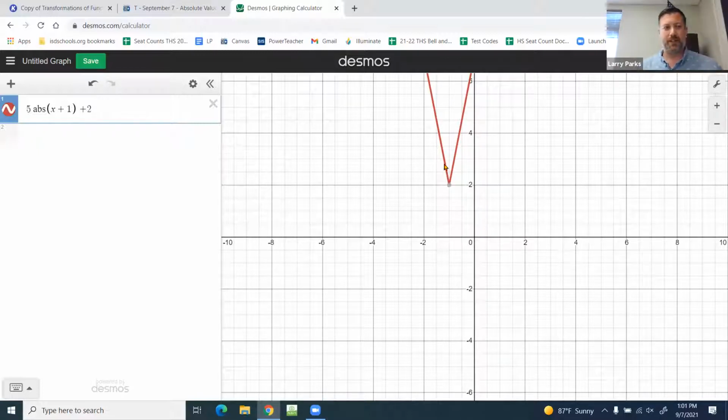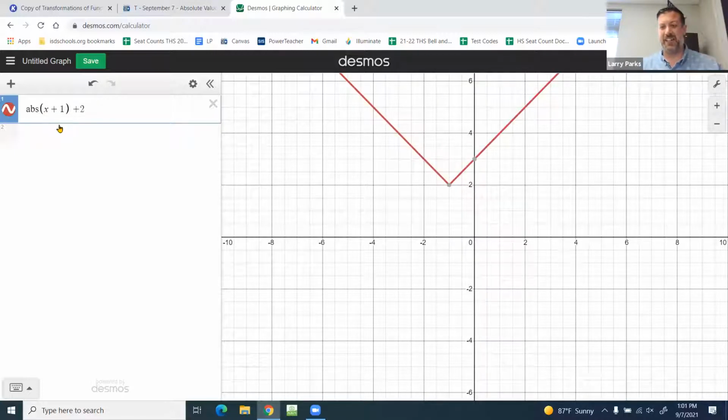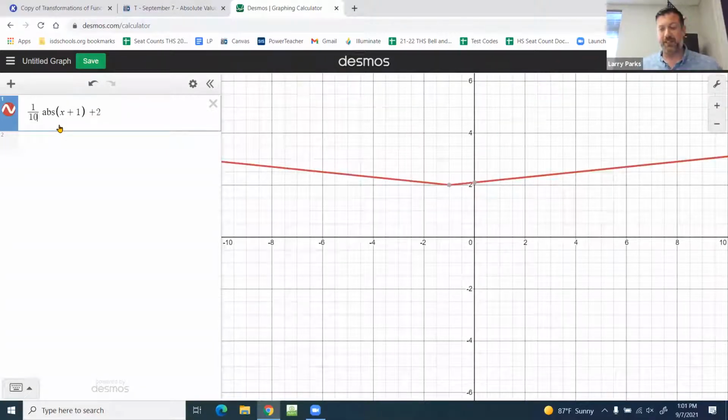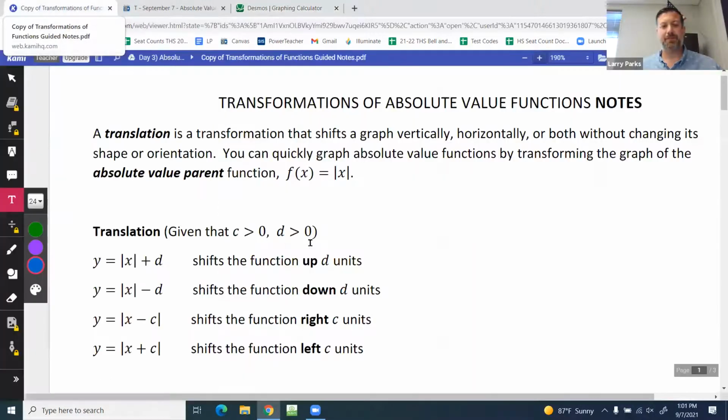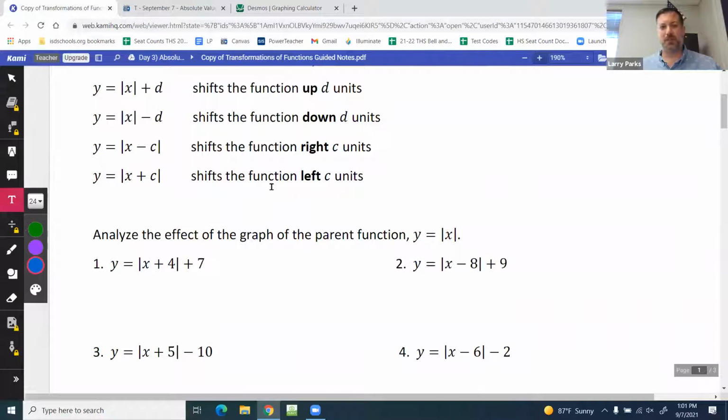It's still an absolute value, but you can make this skinny. Okay, see how skinny that got? Or I can make it really fat. Okay, that one got really, really wide. And so what happens as I change these values? And so that's what we're doing today. So we have some notes.